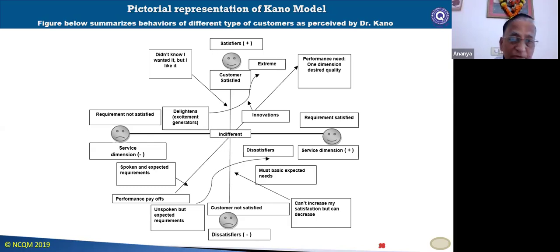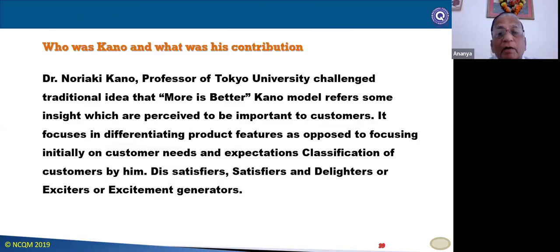So therefore, innovations are required on a continuous basis. This type of input goes to your design department or engineering department to keep adding product or service features. Something like what you've been talking about. So that is what the Kano model talks about. You can read this because it's very difficult to cover all the things. Details are available.